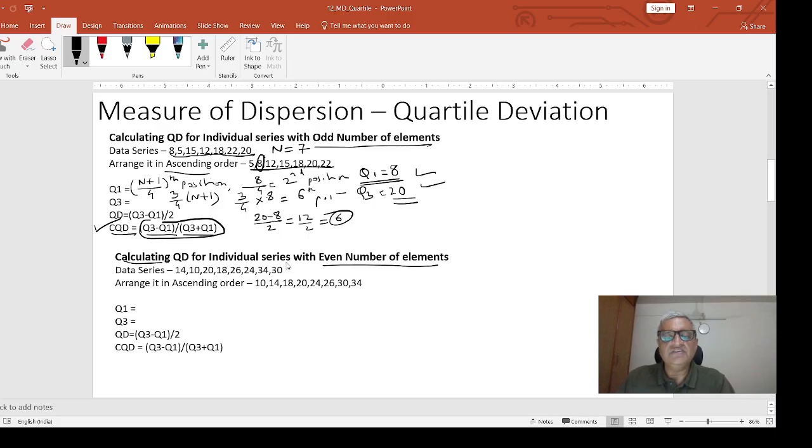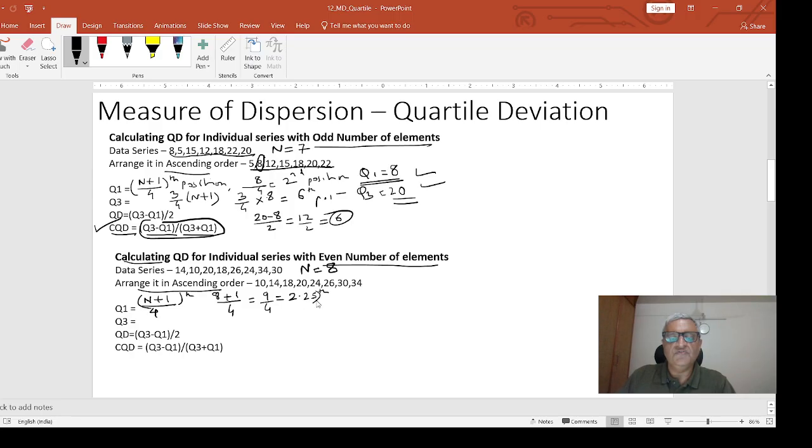Now let's calculate QD for an even number of elements. In the data series you have 14, 10, 20, 18, 26, 24, 30, 34 and 30. I first have to arrange it in ascending order. What is n? Here n is 8, and n is even. So what is the formula for Q1? Q1 is (n plus 1) divided by 4 position, which is 8 plus 1 divided by 4, which is 9 divided by 4.